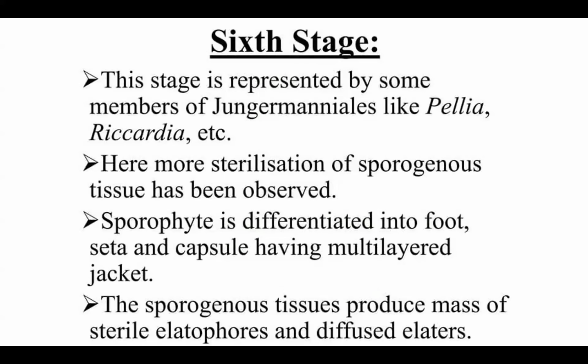Sixth stage. This stage is represented by some members of Jungermanniales like Pellia, Riccardia. Here more sterilization of sporogenous tissue has been observed. The sporophyte is differentiated into foot, seta and capsule having a multi-layered jacket. The sporogenous tissue produces a mass of sterile elaterophores and diffused elaters. Above the elaterophores, you will see the elaters. Elaterophore, PHORE meaning the stalk, is the stalk on which elaters are produced in Pellia.